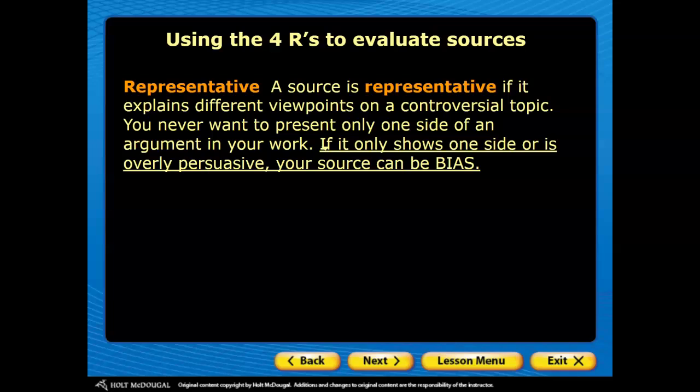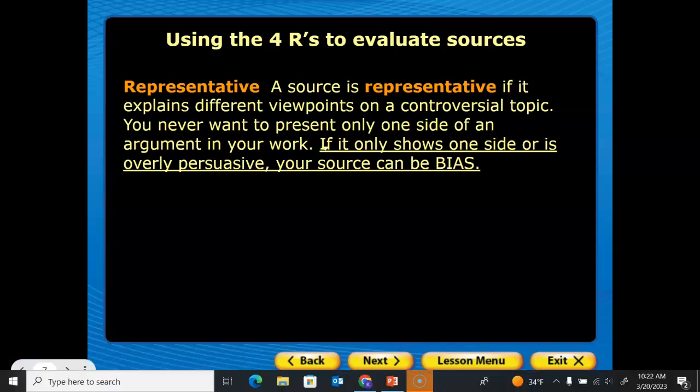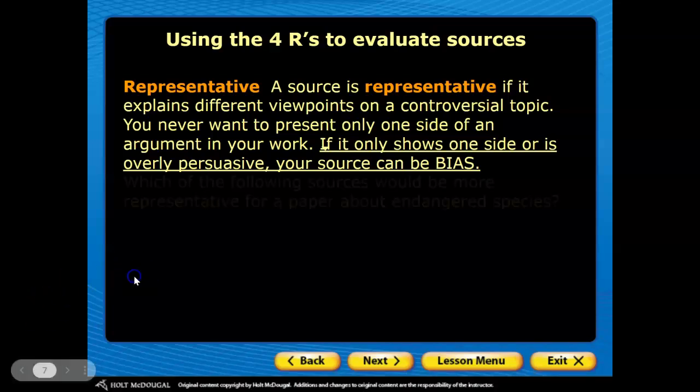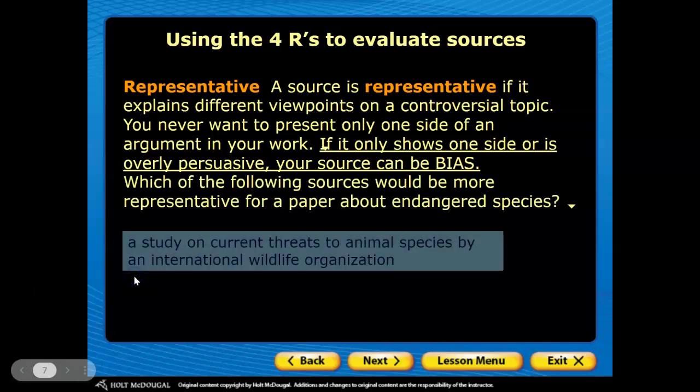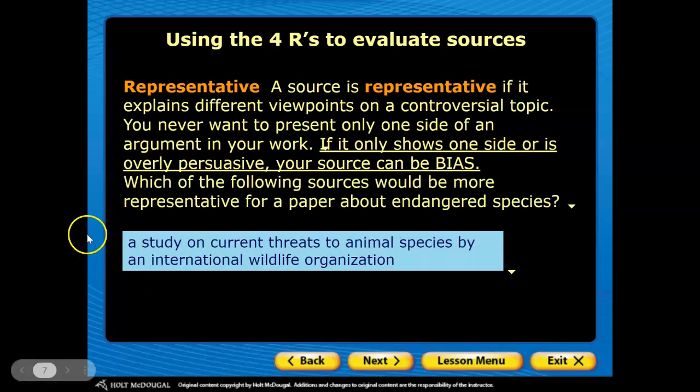You never want to present only one side of an argument in your work. Therefore, you don't only want to read one side of an argument. So if a source is representative, it's going to give you both sides of the argument. If only one side of the argument is presented, or if the piece is overly persuasive, meaning it's picking and choosing what it's using as evidence and information that it's giving you, you need to be careful because your source can be biased. So let's look at these two sources about endangered species.